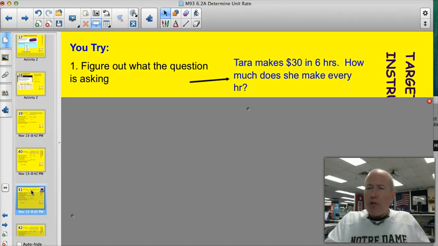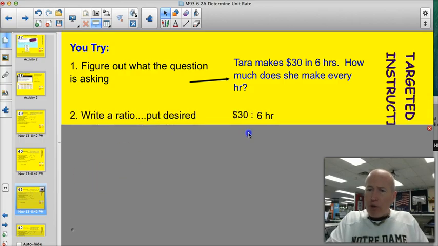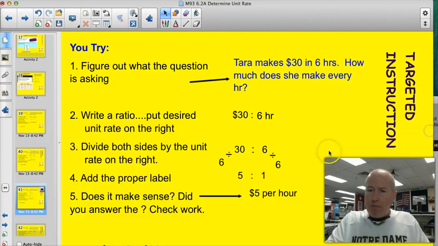All right, let's first of all just slide this down. Make sure you set your ratio up right. Did you set your ratio up like that? If not, why don't you set it up like that and try the problem again? All right, go ahead and get rid of that screen then. So $30 in 6 hours. So I'm going to divide by this unit on the right. 6 divided by 6 gets me down to that 1. And then if I divide 30 by 6, I'm going to get 5. Adding the label, that's $5 per hour.